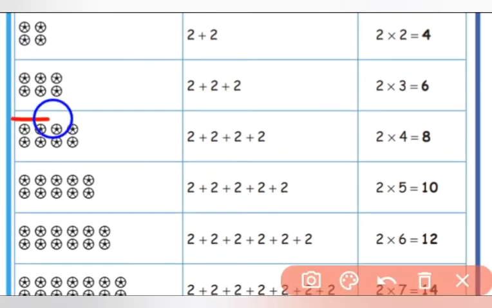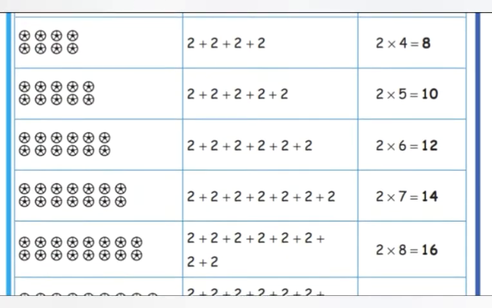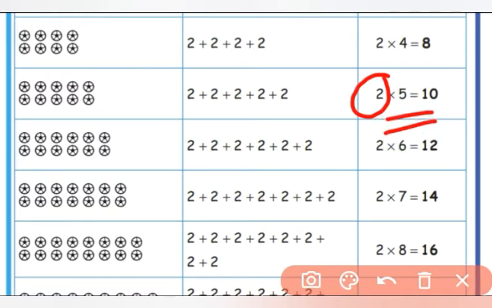Next பாருங்க, see 4 times 2. The multiplication fact is 2 into 4 is equal to 8. See, 2 balls, 4 box. The total number of balls is 8. 2 into 4 is equal to 8. Next பாருங்க, so 5 times 2. ஓரோ பாக்ஸ்ல எவ்வளோ balls இருக்கு 2. எவ்வளோ பாக்ஸ் இருக்கு 5. The total number of balls is 10. The multiplication fact is 2 into 5 is equal to 10.